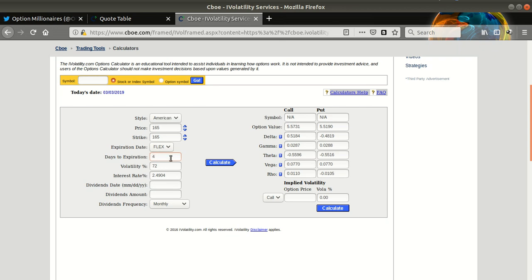Obviously, options are going to open Tuesday morning. And, okay, so let's enter this. We change the days to expiration to 4. We'll change volatility to 0. And you can look right over here: the call's at 0, the put's at 0. That is not going to happen. I can guarantee you that is not going to happen.